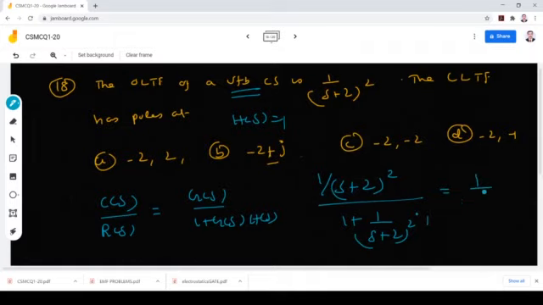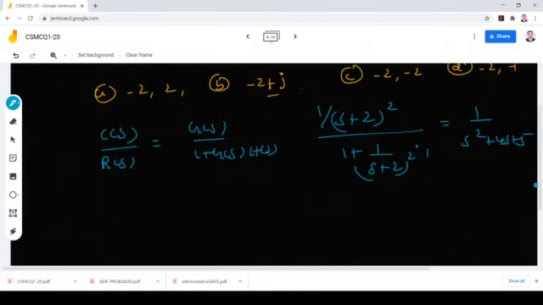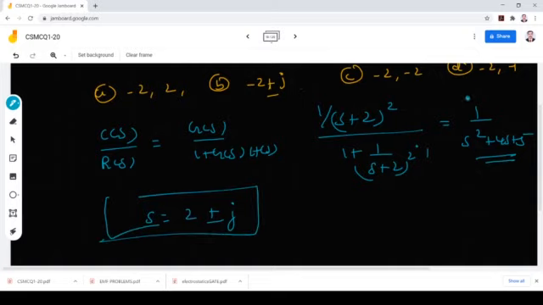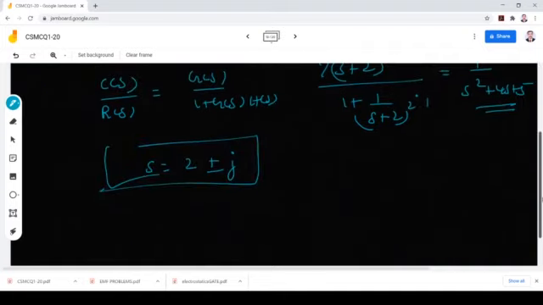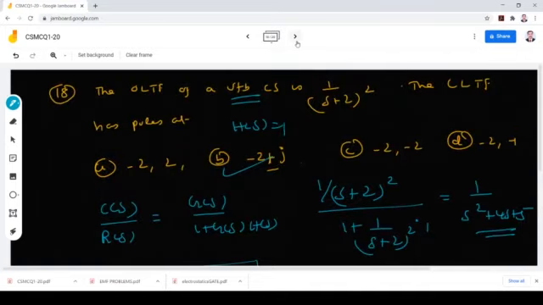If you simplify, what you get is 1 divided by s squared plus 4s plus 5. For that, you find the roots. That root is a pole, right? So s is equal to minus 2 plus or minus j is the answer. Okay, it is not plus 2, we got minus 2 only. If you simplify, you will get minus 2. Okay, fine. Next question.